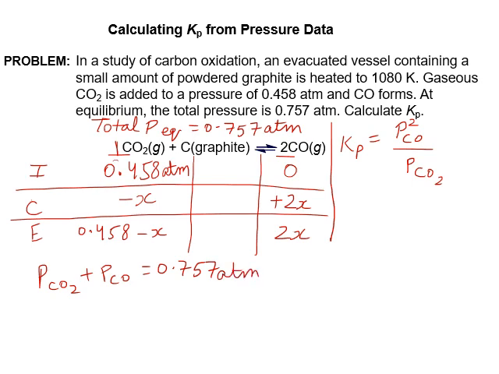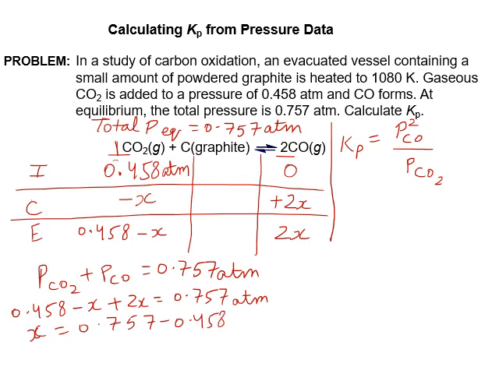So let's solve for x using this equation. 0.458 minus x plus 2x is 0.757 atm, meaning x is going to be 0.757 minus 0.458 atm, which gives you your value of x as 0.299 atm. So this is my x now.